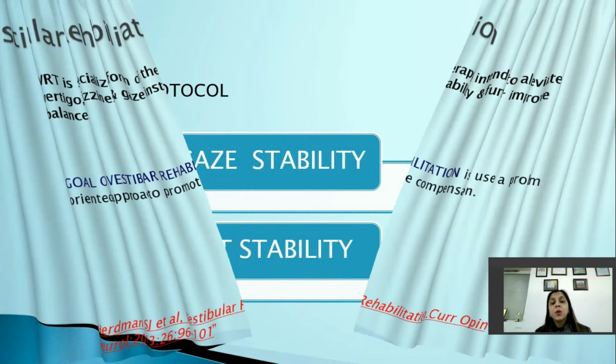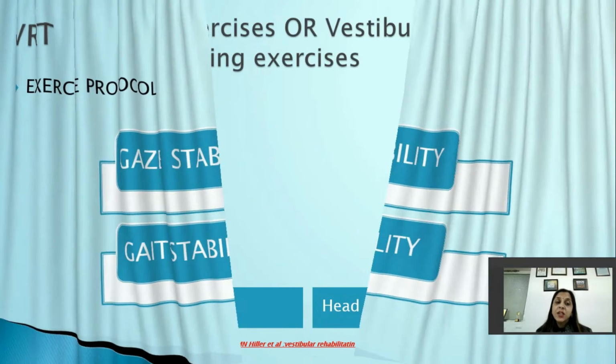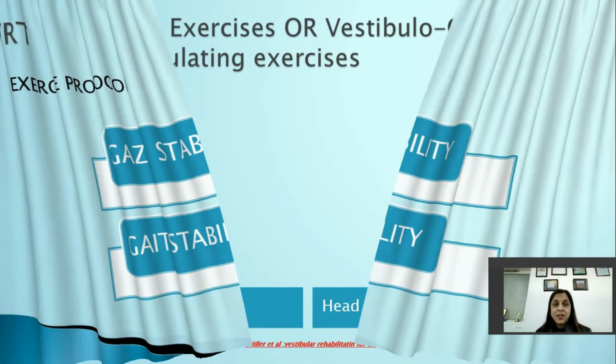Now, what are the exercises? What is the exercise protocol that we are giving? The protocols are customized. They are not standard protocols, but we have to customize the protocol based upon the condition of the patient. In that, we have gaze stability exercises and gait stability exercises. Because a vertigo patient has blurred vision, we will prescribe only gaze stabilization exercises. But later, if the patient has a balance problem or a gait problem, in that case we prescribe gait stability exercises. So in today's session, we will discuss gaze stability exercises.